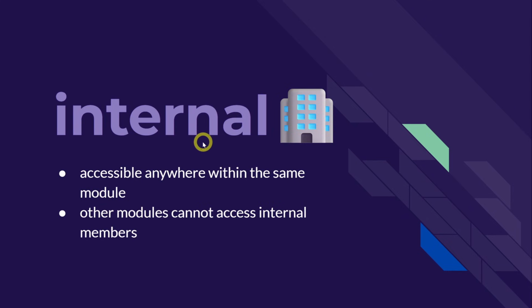Internal is accessible anywhere within the same module. So unlike private, if you have an internal method inside a class and you have another class in the same module, you can call any of those methods or access any of those variables and members within the same module.